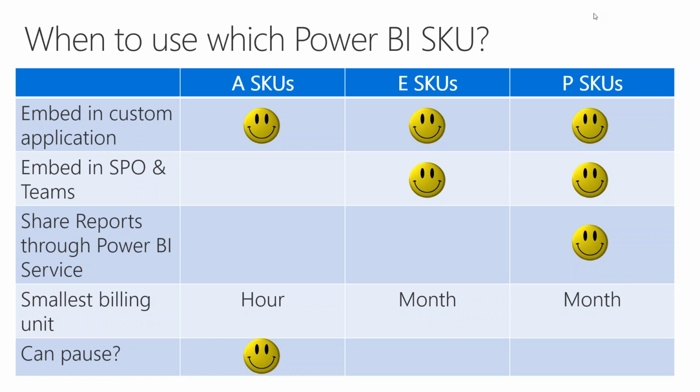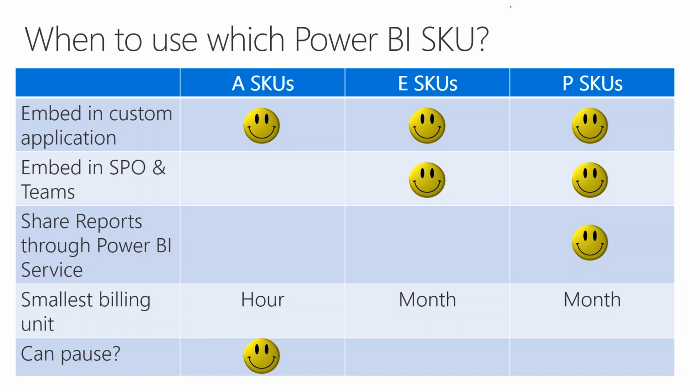Okay. There's 3 different SKUs here that I'm going to point out. You've got the A SKU, the E SKUs, and the P SKUs at the top. The P SKUs represent Power BI Premium. Okay, so I want to point that out. And the A SKUs represent the Power BI Embedded service. The E SKUs are a little different. They're kind of in the middle there, but we'll talk about the different features here that you get with the different SKUs.